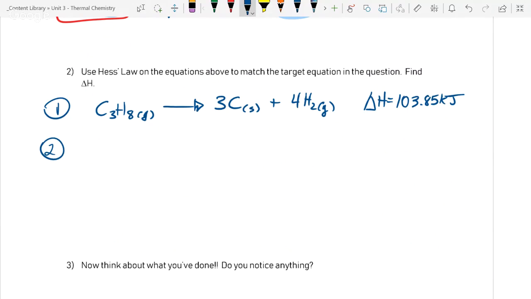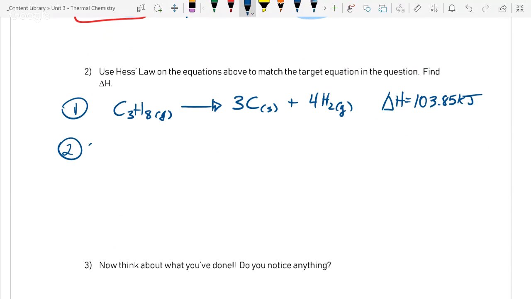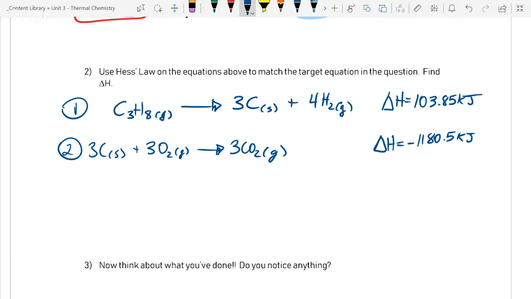Somebody else, feeling bold. Give me number 2. Yeah, Kevin, what you got? I got 3C solid plus 3O2 gas yields 3CO2 gas. Great. And it'll probably take you a moment, I'm sure, but when you have it, you can give me the delta H. So it's negative 1,180. 1,180.5. Yes. Fantastic. Thank you.